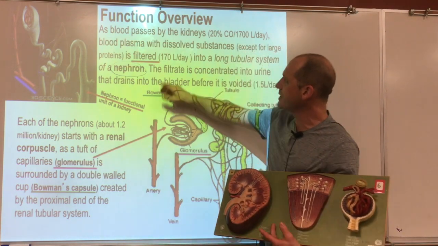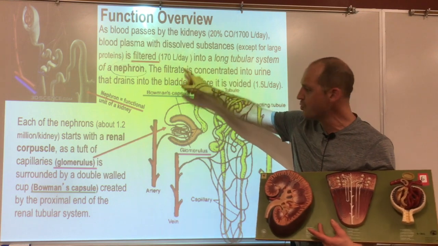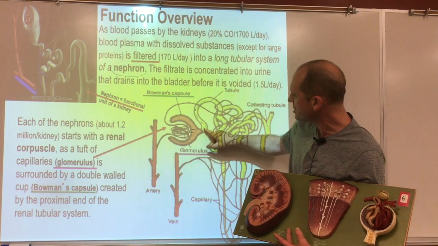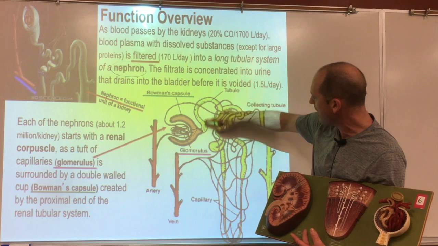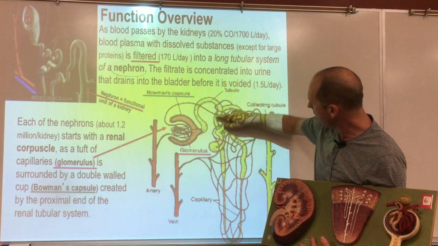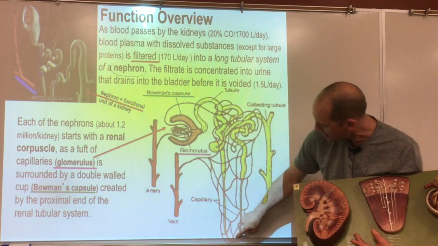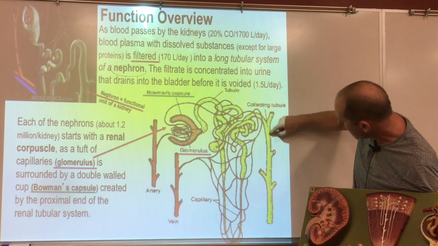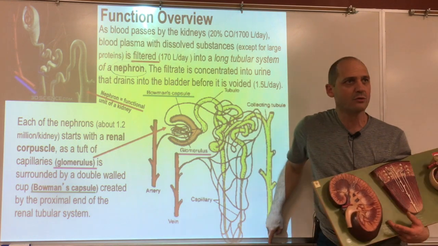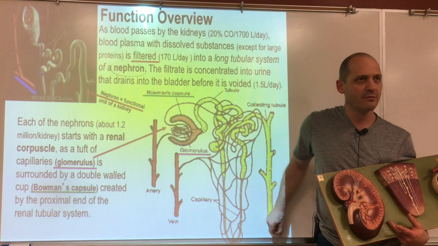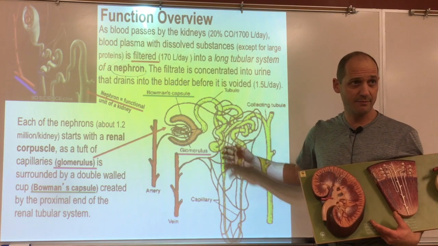And so we get about 170 quarts a day that goes through, and then it goes into this long tubular system that wiggles around here, and then it goes down deep, and then it comes back up, wiggles around here more, and then goes down deep, and then you pee out. Then you make pee. So that's how we make pee.